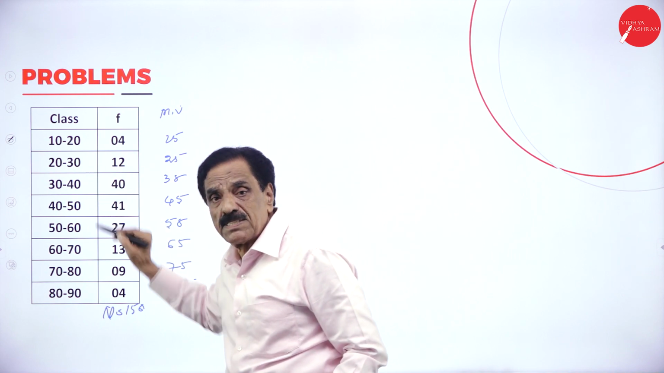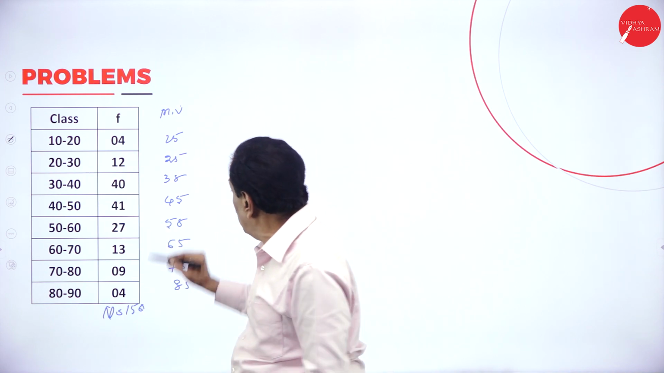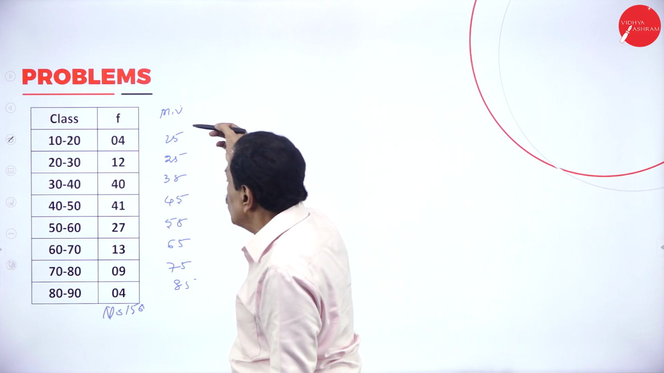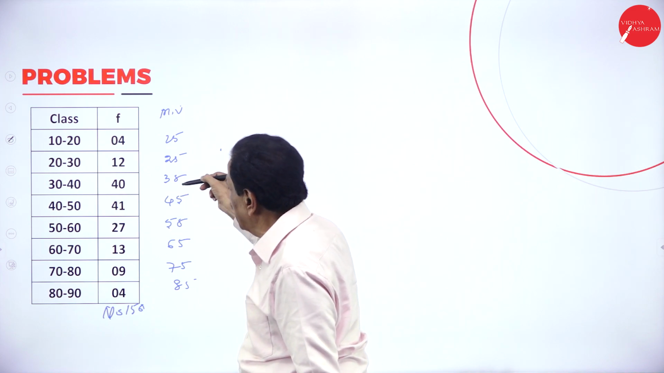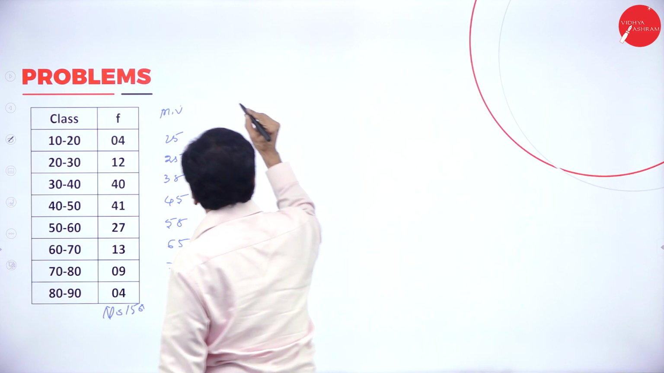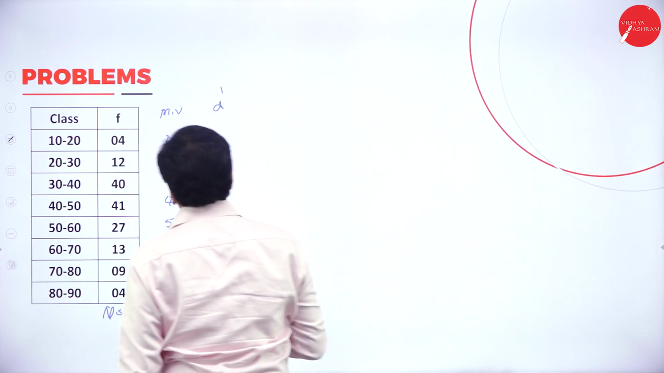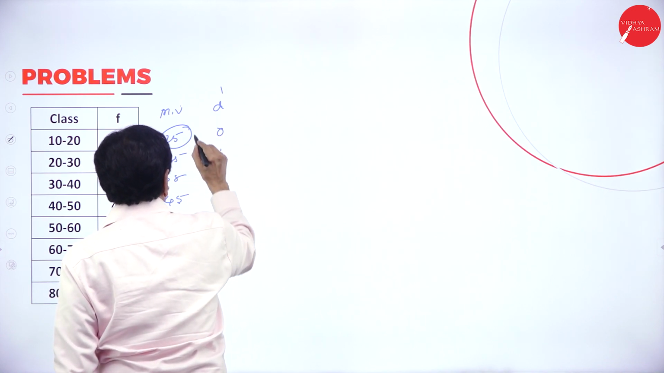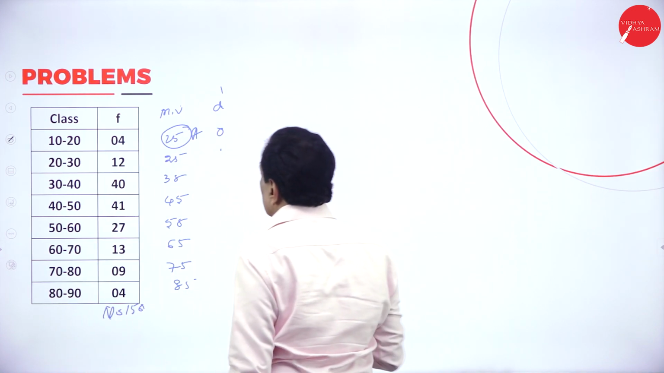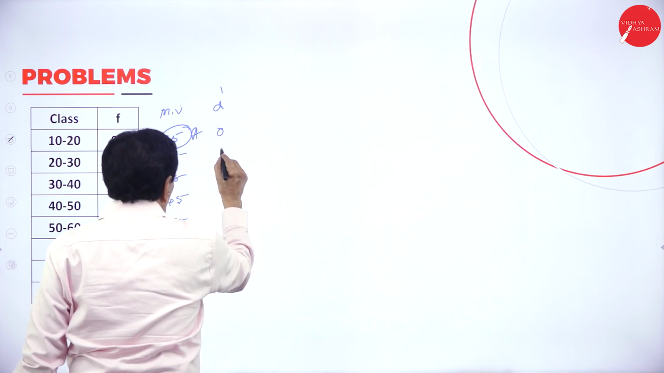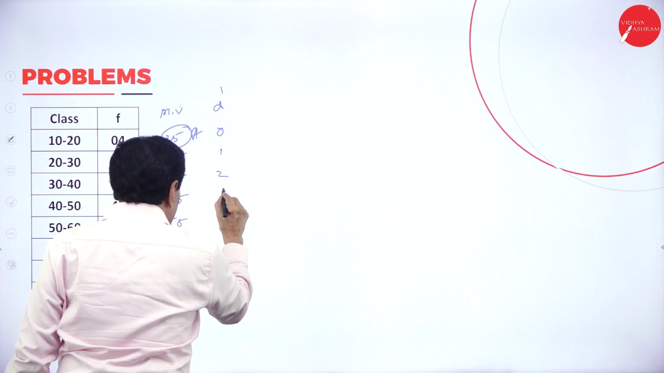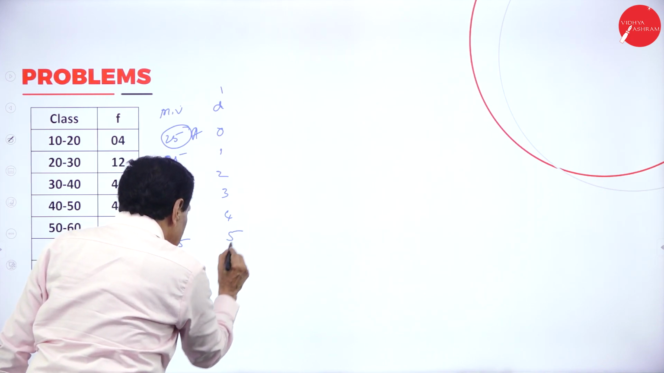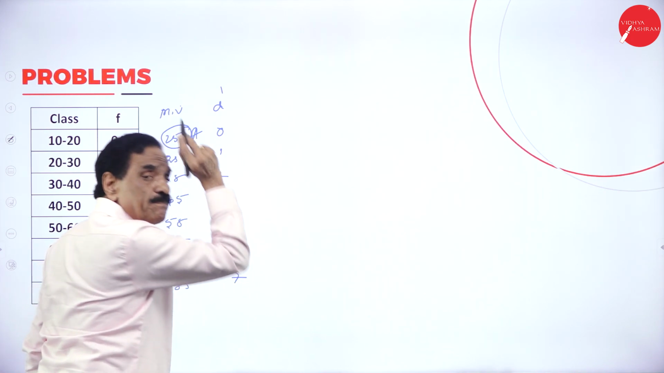20 to 30 means 20 plus 30 is 50, divided by 2 is 25. So there is a difference of 10. 15, 25, 35, 45. Then go with a word called D dash. Assume the 15 as 0. This is your assumption, A. Then it goes on increasing: 1, 2, 3, 4, 5, 6, 7.